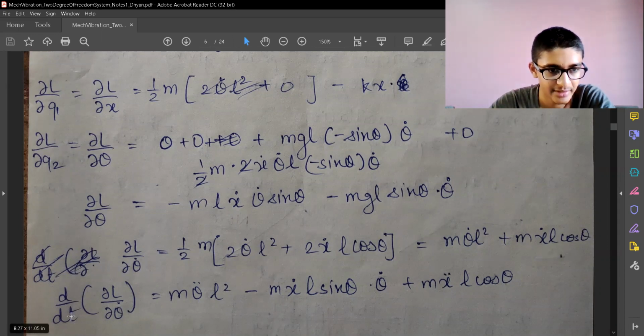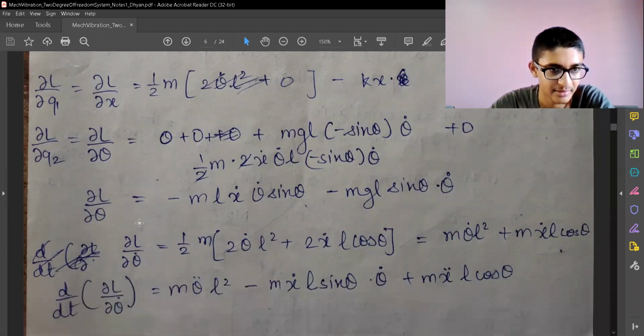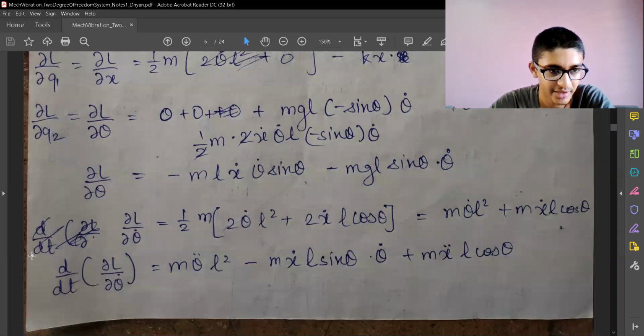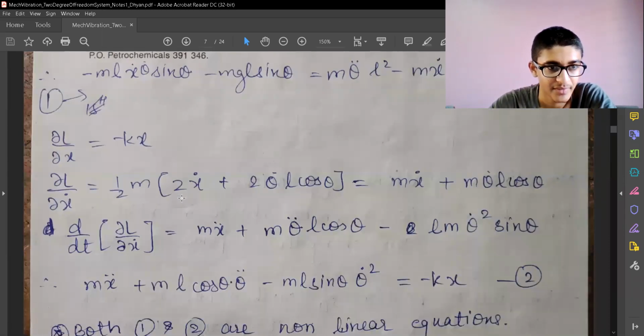Then we need to find d by dt of dL by d theta dot. So we have done that also. You must remember these are partial differentials. So over here, all other things such as x dot, x double dot, theta, theta dot, theta double dot are constant in the expression, so they can directly be differentiated and give 0. Over here also we have a partial differential, while over here we have a complete differential. So all the parameters which are a function of time need to be differentiated. So I have done that.